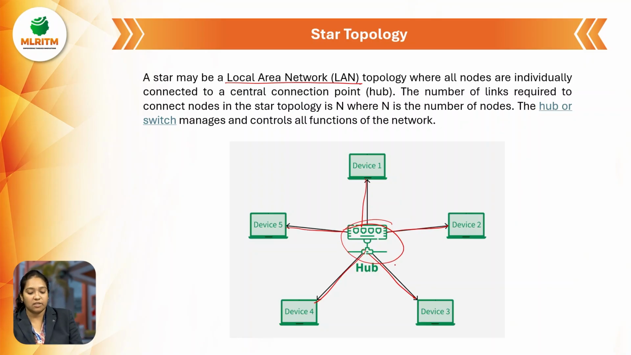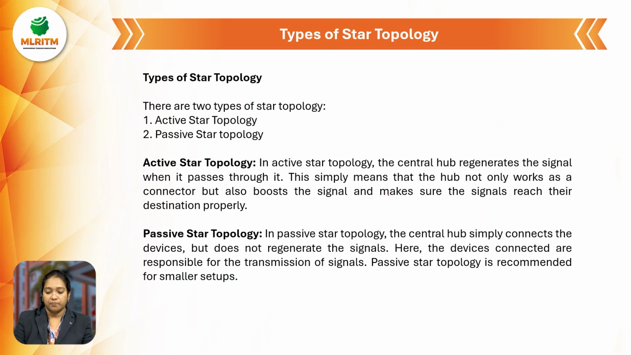The number of links required to connect nodes in the star topology is n, where n is the number of nodes. The hub or switch manages and controls all functions of the network. This is called star topology.